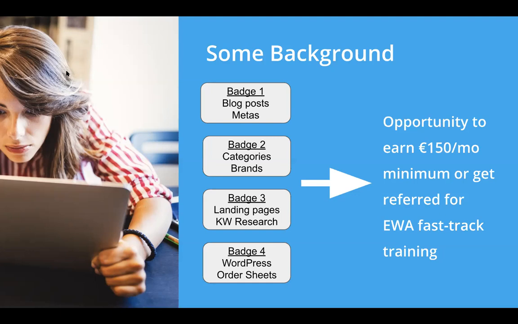As I said, you get the reward points the first time. So when you complete batch 3, you will automatically get the reward points for batch 4 once you're ready. And once you complete batch 4, you will have an opportunity to earn at least €150 a month. And you can also get referred to become an elite WordApper in WordApp and Fast Track training.